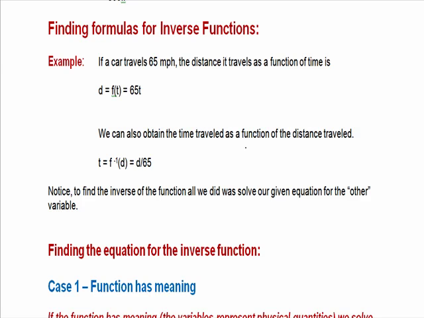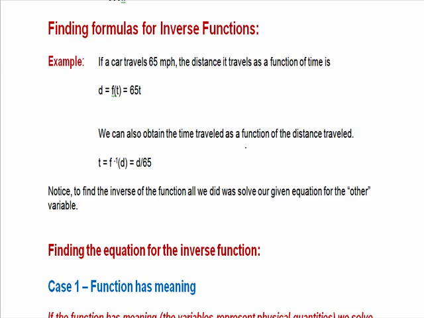If you do 2 hours, it'll be 65 times 2. 3 hours, 65 times 3, and so on. So d is going to equal 65t. Now suppose I wanted to take my d equals 65t and get the opposite situation. Instead of having the input of the time, suppose my input was the distance, right? So now I'd like to say, okay, if I need to travel 300 miles, how long will that take me?